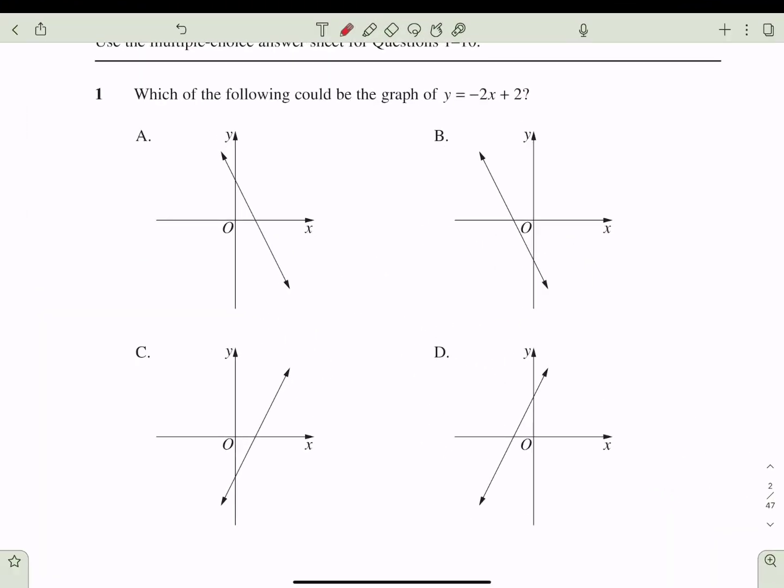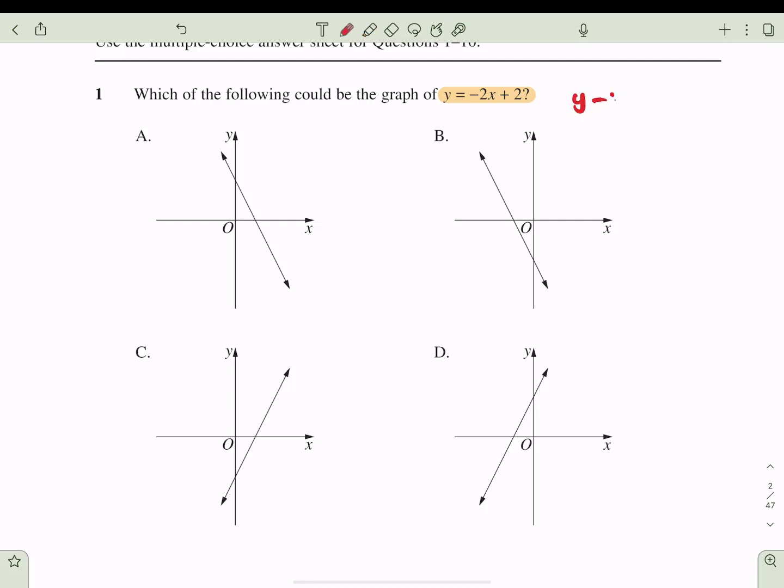Okay, starting off with multiple choice, question 1. Which of the following could be the graph of y equals negative 2x plus 2? Whenever we want to try to find the graph of a function, in this case negative 2x plus 2, we want to consider the intercepts. The reason being that intercepts are easy to find, so you want to always try to find the easiest method.